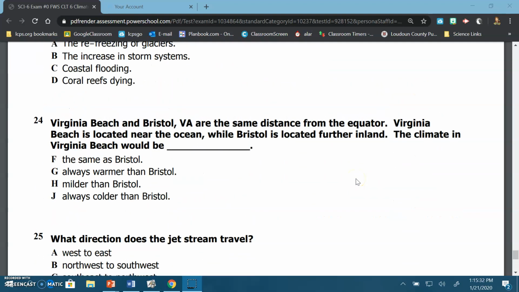24. Virginia Beach and Bristol, Virginia are the same distance from the equator. Virginia Beach is located near the ocean, while Bristol is located further inland. The climate in Virginia Beach would be F, the same as Bristol, G, always warmer than Bristol, H, milder than Bristol, or J, always colder than Bristol.